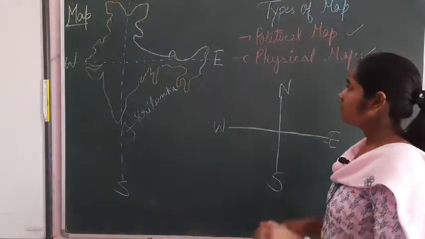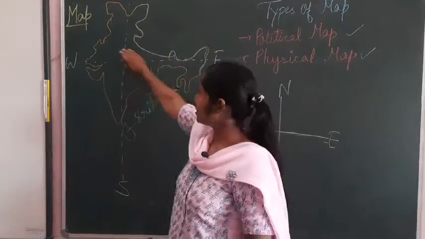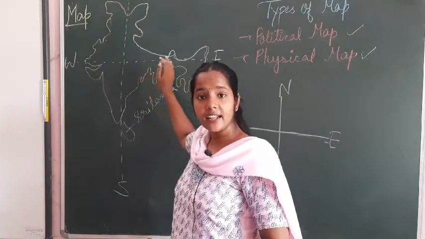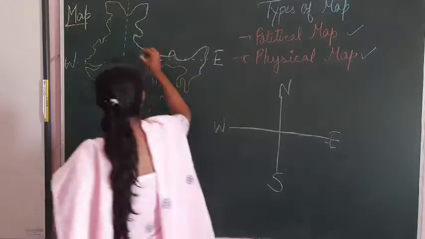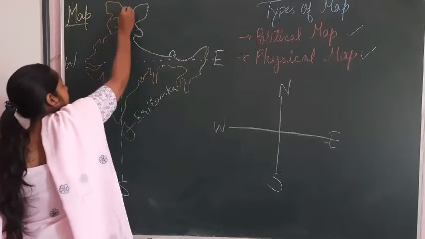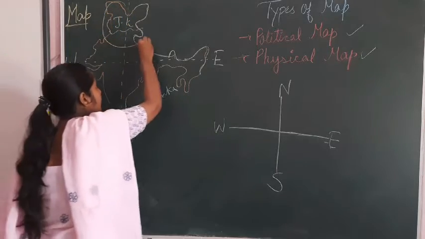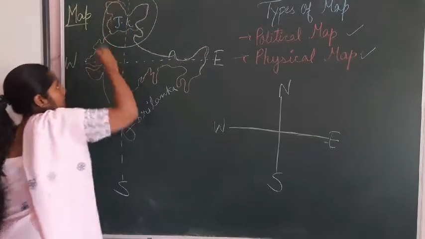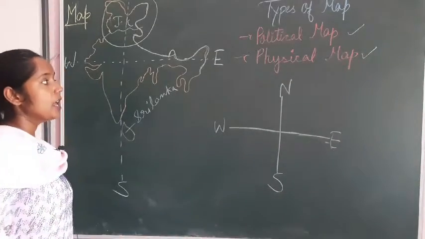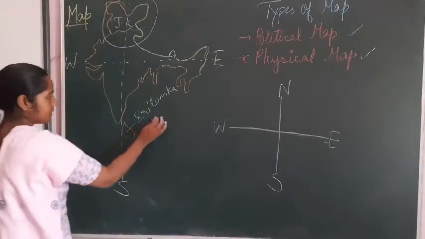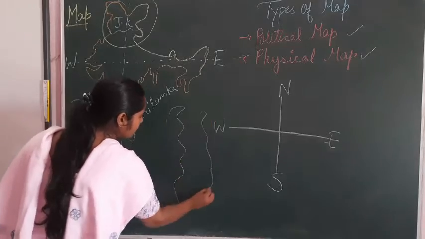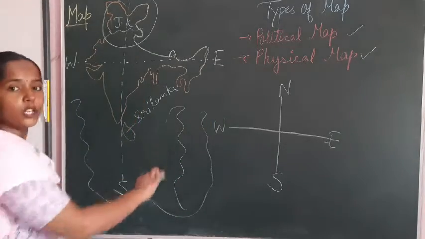As I told you, in a political map it denotes the states, the boundaries of states and the countries. If I say this space is Jammu and Kashmir, then in a political map this place is denoting Jammu and Kashmir, which is the northern part. Now moving to the physical map. In the physical map, leaving Sri Lanka, these are all water bodies. Water bodies means it's covered with water.